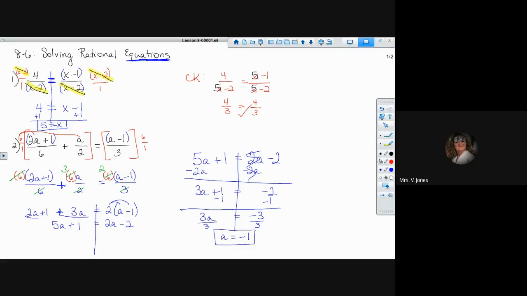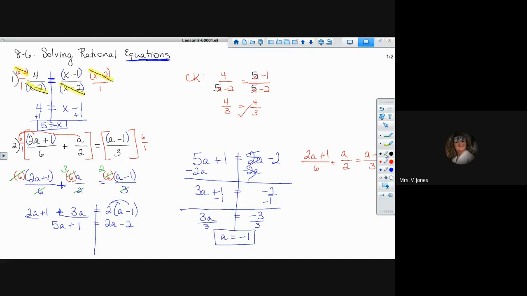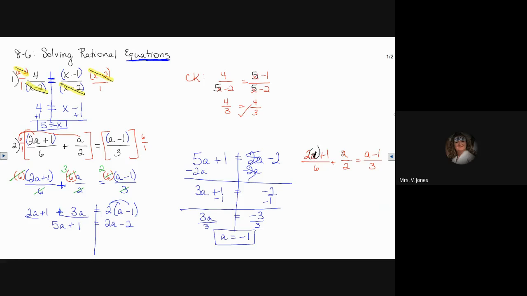All right, so if we go to check that, go back to our original. And when we plug in a negative 1 for a, right there, and right there. 2 times negative 1 is a negative 2. Here we've got a negative 1 over 2. Negative 1 minus 1 is a negative 2. Negative 2 plus 1 is a negative 1.